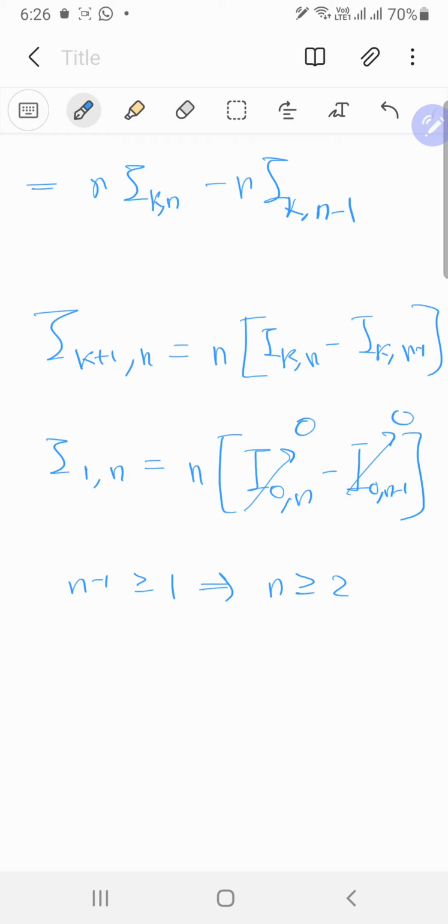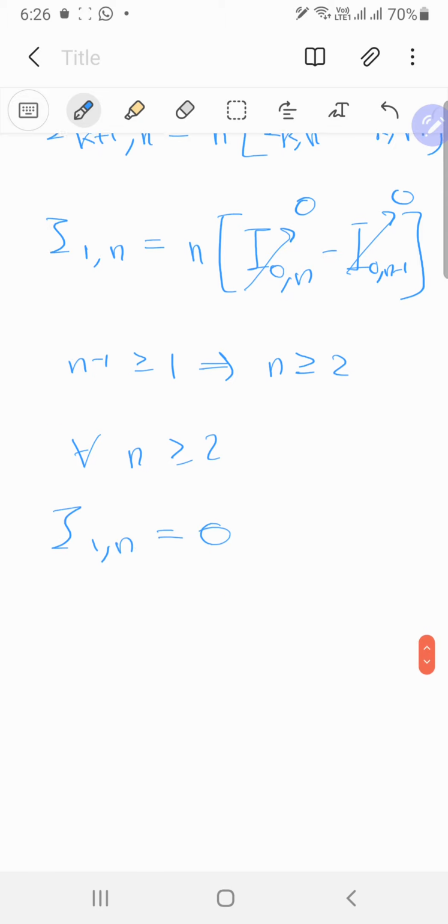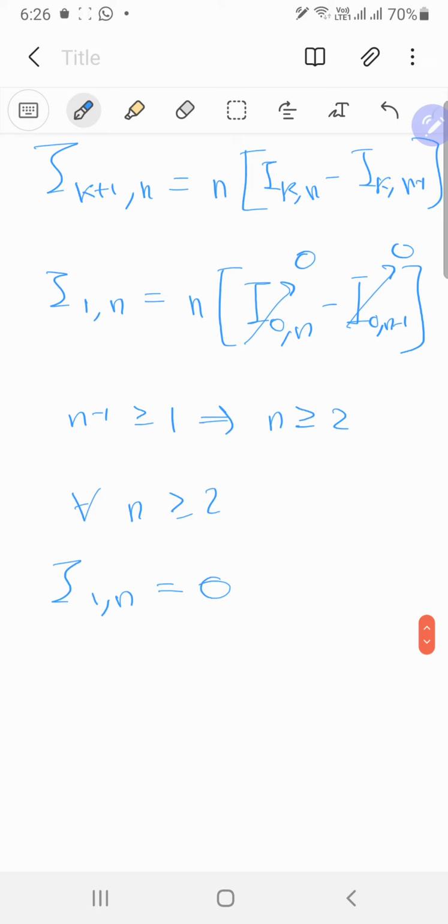So there's not a big difference. This thing is also 0, which means that now for all n bigger than or equal to 2, and obviously being natural numbers, we get the following. We get I(1, n) is 0.